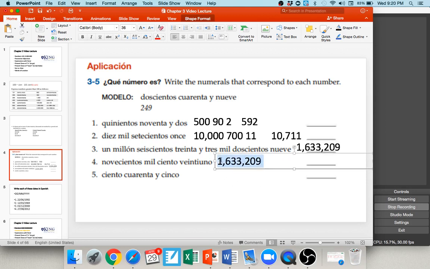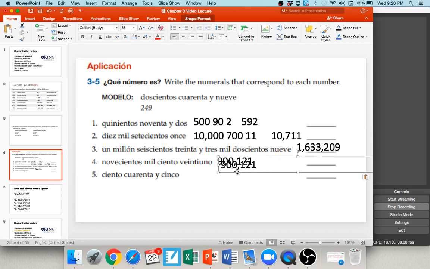Number 4 gives you 900, again, 900. This is 900,000, so that's 900,000. Followed by 21, which is 21. So 900,000, ciento, 21. So this is 900,021. So hopefully, and the ciento, of course, indicates 100. So hopefully not too bad for you there.